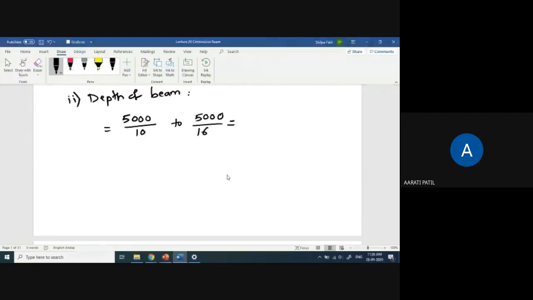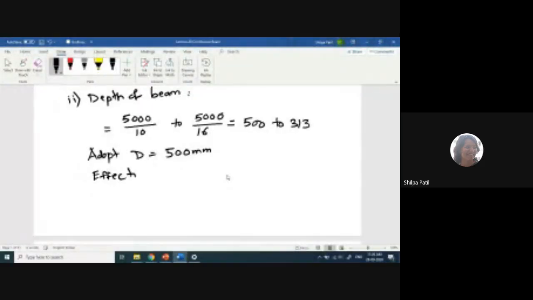500 to 312.5 mm. I will consider 313. Let us adopt the largest value. So adopt D equal to 500 mm. We'll consider effective cover as 50 mm. So the effective depth d will be equal to 500 minus 50, which is 450 mm.